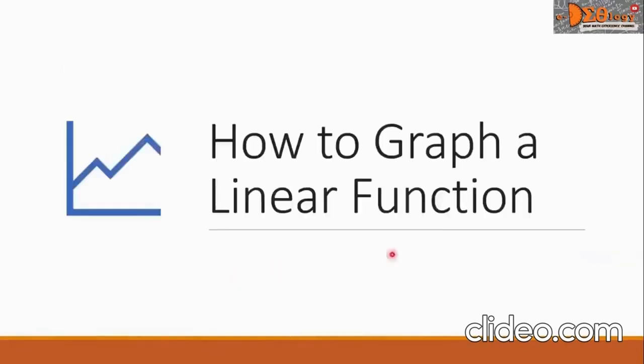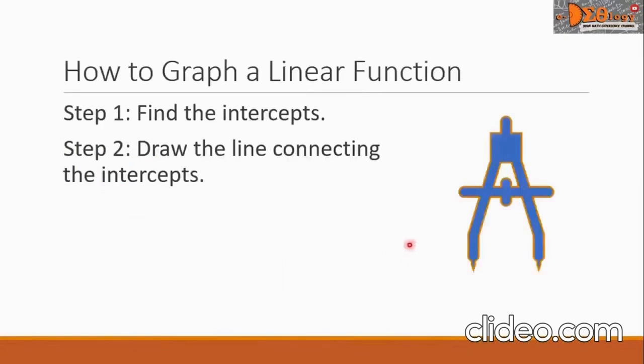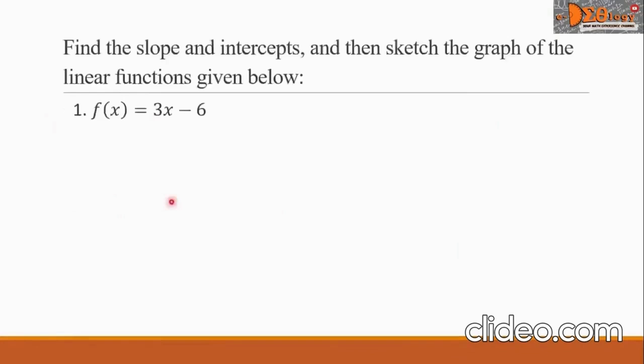How to graph a linear function? We are going to follow 2 steps. Step 1, find the intercepts. Step 2, draw the line connecting the intercepts. Let's have examples. Find the slope and intercepts, and then sketch the graph of the linear functions given below.